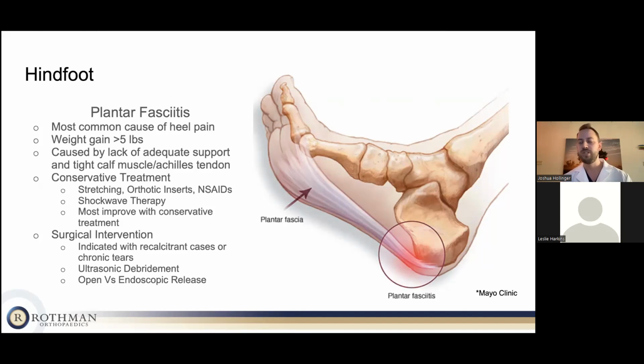And the other issue is sometimes patients will have been treated for quite a long time, but they've developed chronic tearing that's not improving with the conservative treatment. There are ways to ultrasonically debride the tendon or the ligament under ultrasound guidance. And then there are open and endoscopic releases that we can do through the scope to release a portion of the ligament to reduce the tension and then therefore take away the inflammation and allow the ligament to heal in a lengthened position.